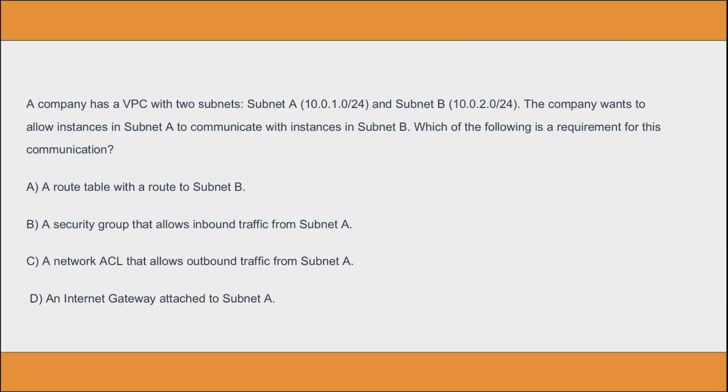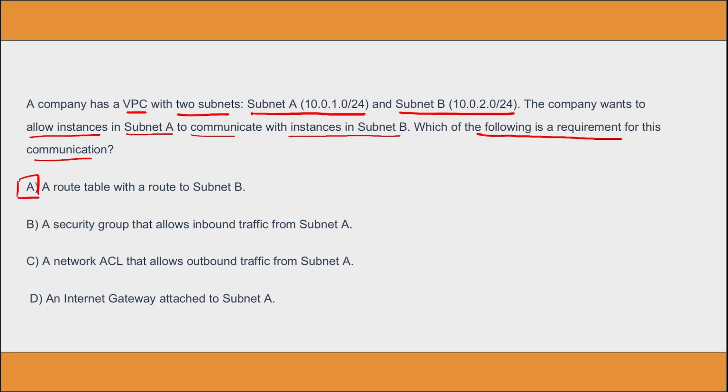Next is, a company has a VPC with two subnets, that is subnet A and subnet B. The company wants to allow instances in subnet A to communicate with the instances in subnet B. Which of the following is the requirement for this communication? So in order to communicate between subnet A and subnet B, a route table with a route to subnet B will be required. So option A is right. That means a route table with a route to subnet B will be required.